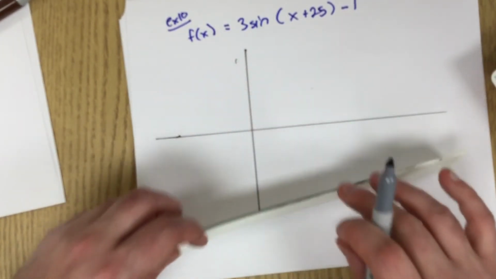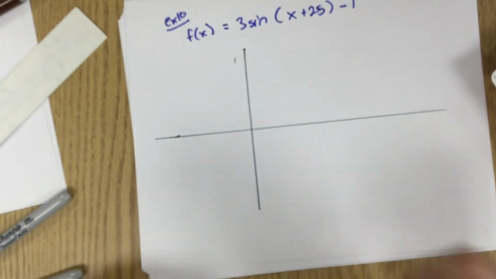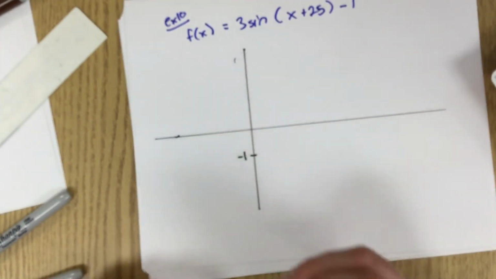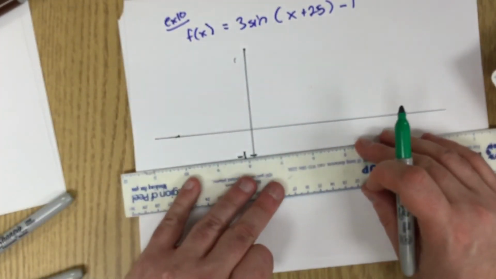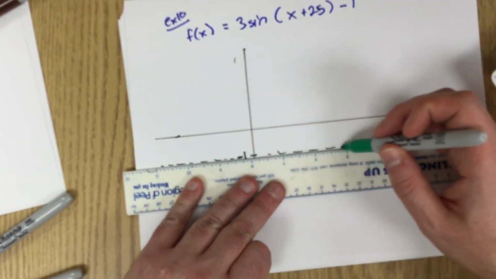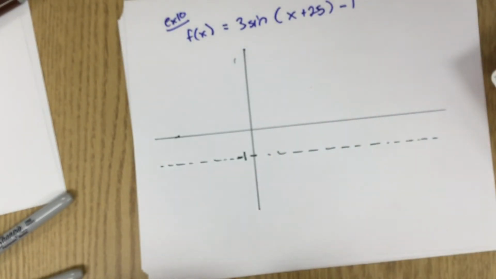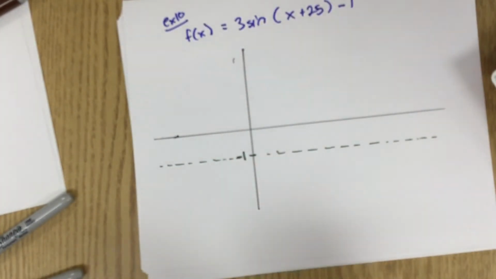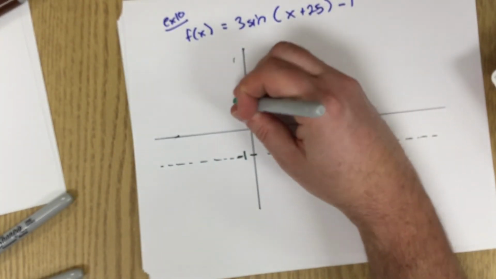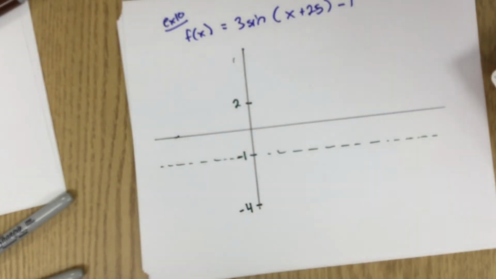So first of all, let's do the central axis. So the central axis has moved down 1. So we're going to be at negative 1. And that's kind of our middle. The amplitude is 3. We're going to go 3 up from there. So we're going to go as high as 2. And we're going to go as low as negative 4. So we've got those guys.